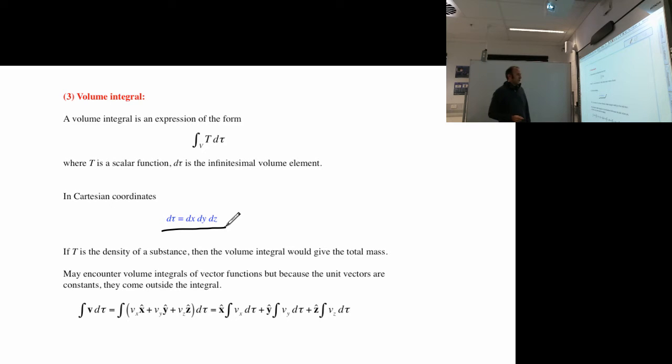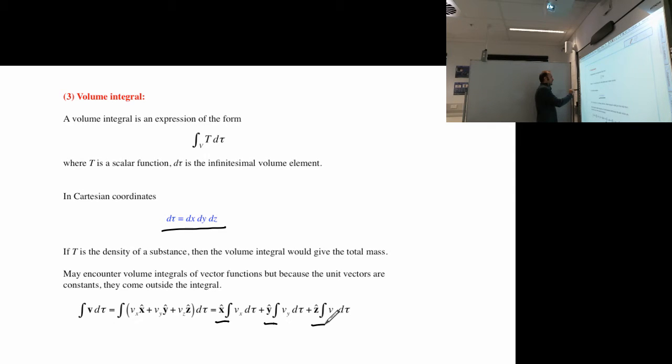Now, we may come across problems where we have to determine the volume integral of vector functions. However, since the unit vectors are constant, what this means is we can bring them outside the integral. So as we can see here, we can bring our x hat, our y hat, and our z hat outside the integral and then just carry on and do our volume integral.